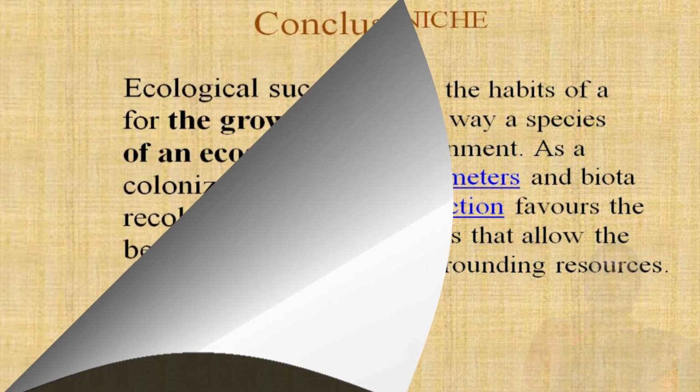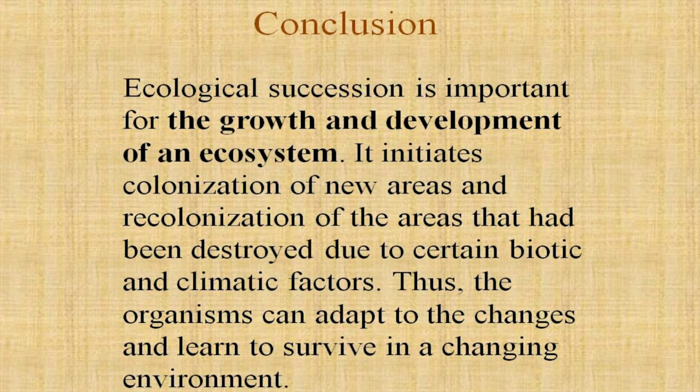Then the next one is the conclusion. We come to the conclusion. Ecological succession is important for the growth and development of an ecosystem. So, if there is no ecological succession, there is no growth in the ecosystem. It initiates colonization of new areas and recolonization of the areas that had been destroyed due to certain biotic and climatic factors. Thus, the organisms can adapt to the changes and learn to survive in a changing environment.